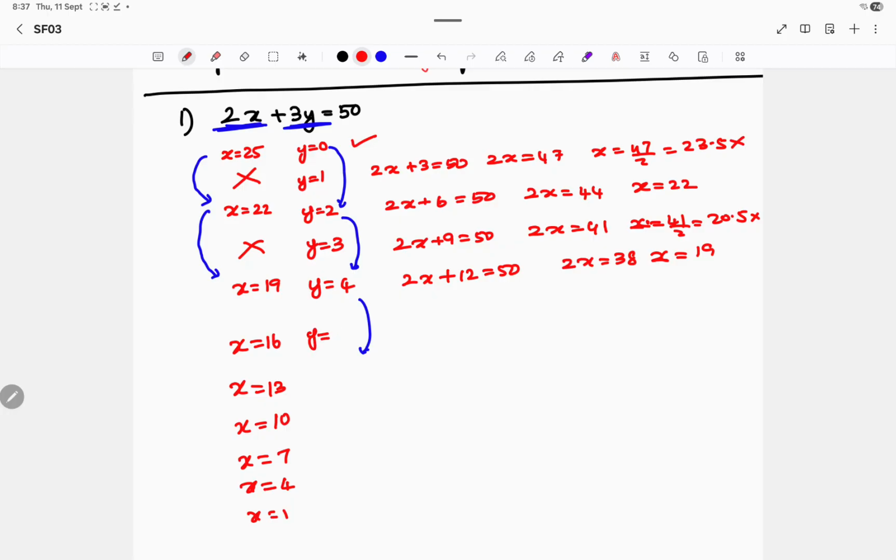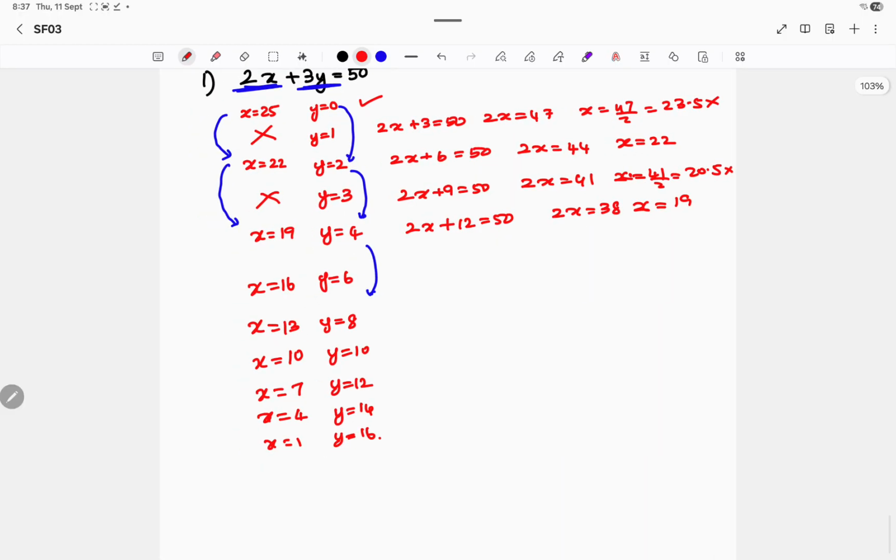So y, if I increase this by 2, this is going to be 6, this is going to be 8, this is going to be 10, this is going to be 12, this is going to be 14, and this is going to be 16. At any point of time, if you are not very sure if you have done it correctly or not, do a quick substitution there and we can verify it.